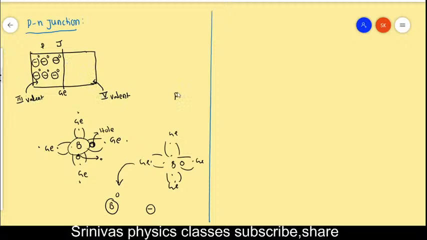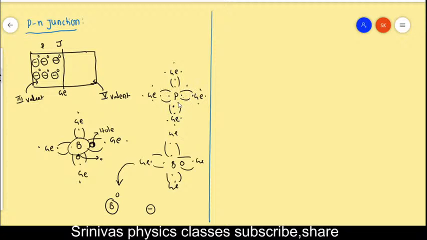When a pentavalent impurity is added, phosphorus is pentavalent, meaning 5 valence electrons are there, and it is added to the pure germanium. Germanium is the pure semiconductor. If phosphorus impurity is added to the pure semiconductor, then what happens? Germanium has 4 valence electrons, right? You see here, around the germanium we wrote 4 electrons, and around the phosphorus I wrote the 5 electrons: 1, 2, 3, 4, 5. Right? In this, it forms the 4 covalent bonds.